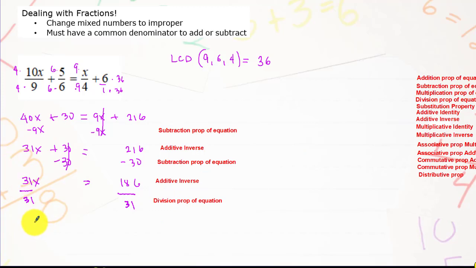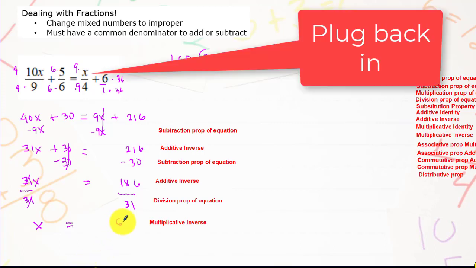We'll get x. Next, divide your 186 by 31. And we are going to get 6. And this last step is possible because we canceled 31 over 31. And that's actually a multiplicative inverse. Okay? And of course, don't forget to check your answer. So meaning you plug back in your answer to the original equation.